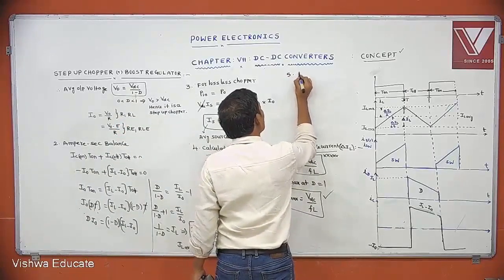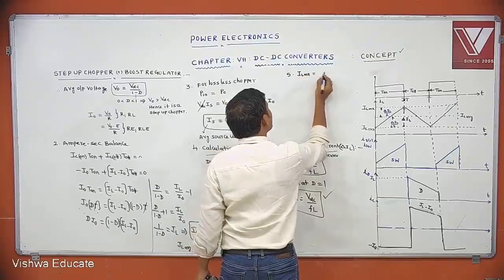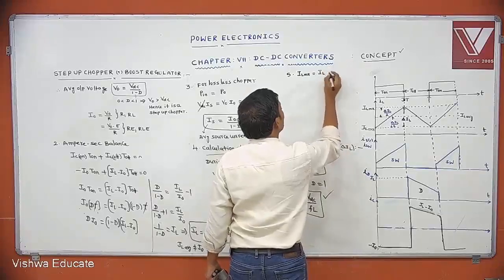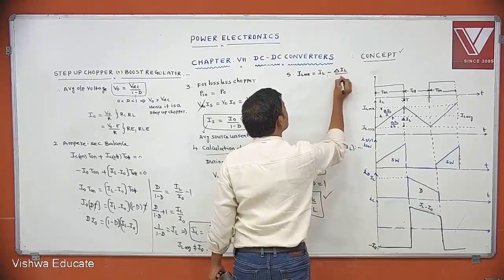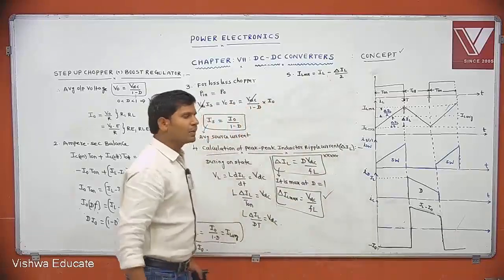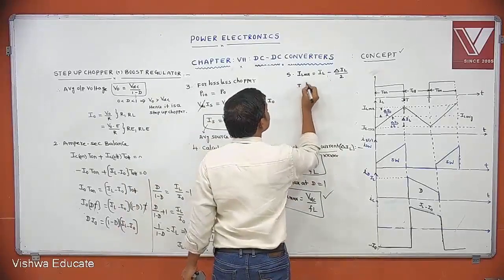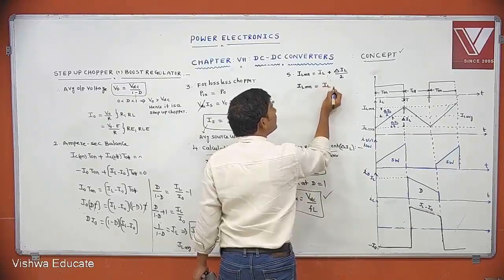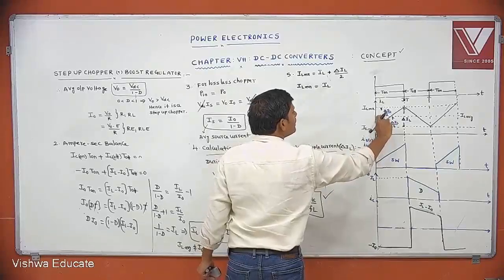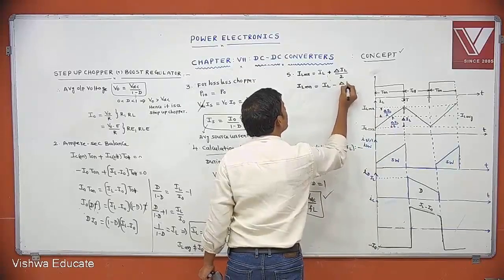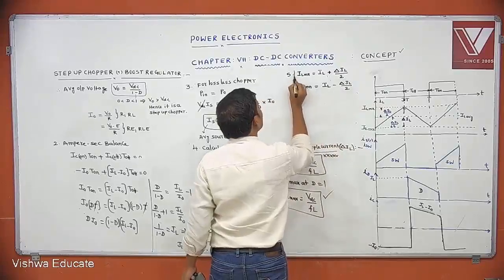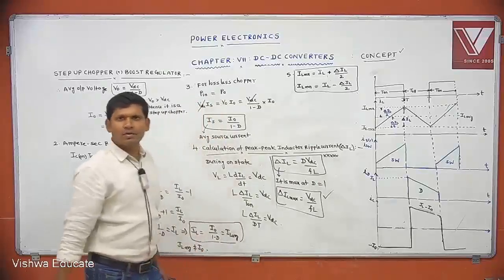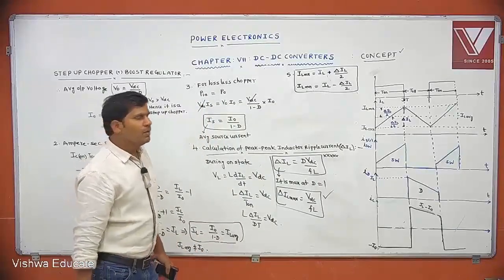Once you know the delta IL, how to calculate IL minima? IL minima equal to IL minus delta IL by 2. Here IL is IL maxima. IL maximum is this one. IL minima is the minimum value on this, IL minus delta IL by 2. But here IL average is not equal to I naught. This is the fifth one. What is the sixth one?